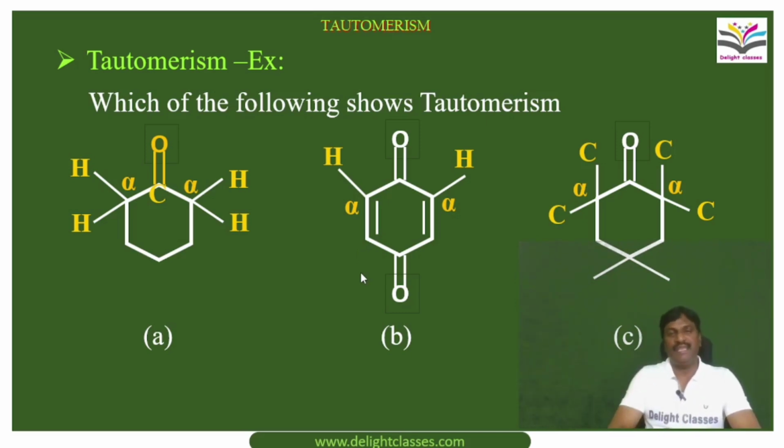When we come to B, there is an alpha hydrogen, but that is not sp3 hybridization. When we come to C, there is no alpha hydrogen. That's why A shows tautomerism, B and C do not show tautomerism.